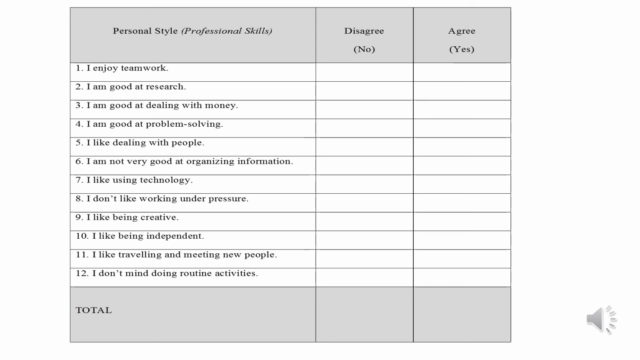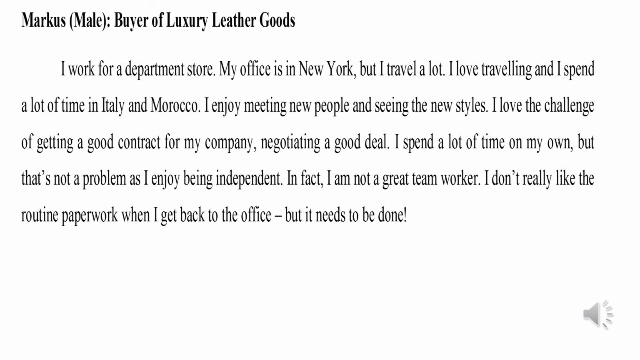Look here at this paragraph. Here we have a paragraph written by Marcus. Marcus is a male. He works as a buyer of luxury leather goods, which means he buys in a very expensive place that sells leather goods like bags, belts, something like that.